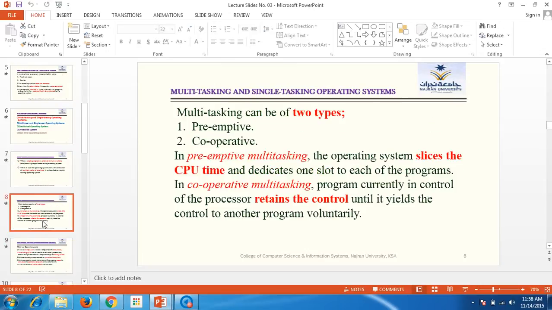After this, we said that multitasking can be of two types: preemptive and cooperative. In preemptive, the operating system slices the CPU time and dedicates one slot to each program. But in cooperative multitasking, the program currently in control of the processor retains control until it yields control to another program voluntarily. So by force we are not able to take the control back.